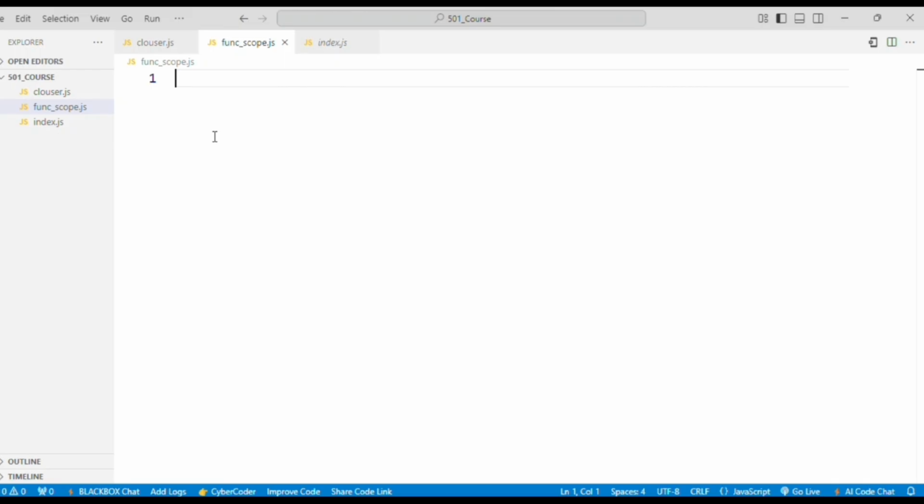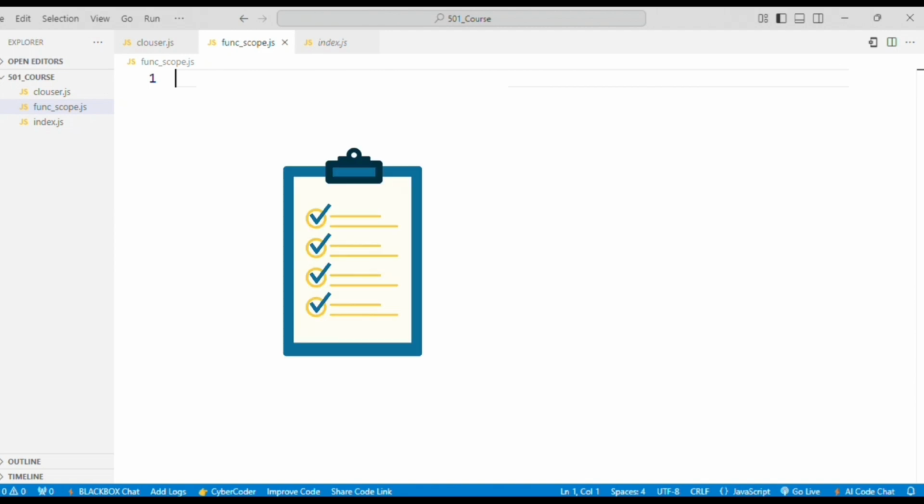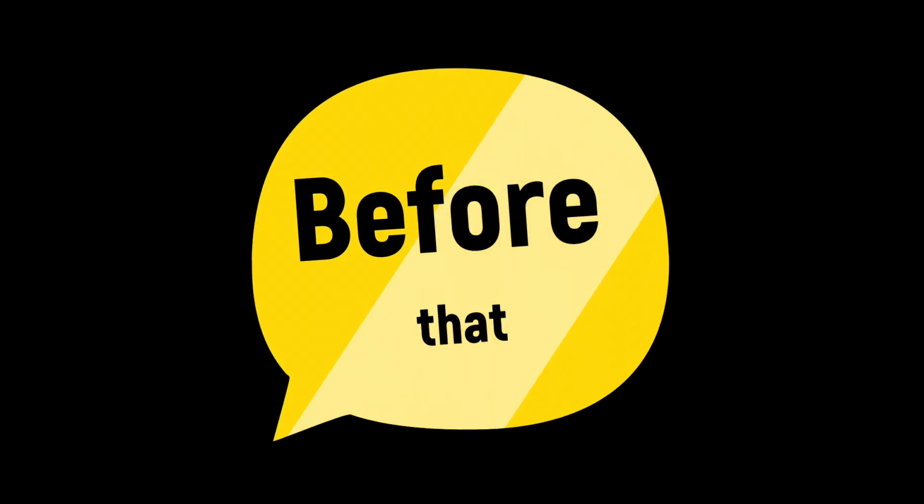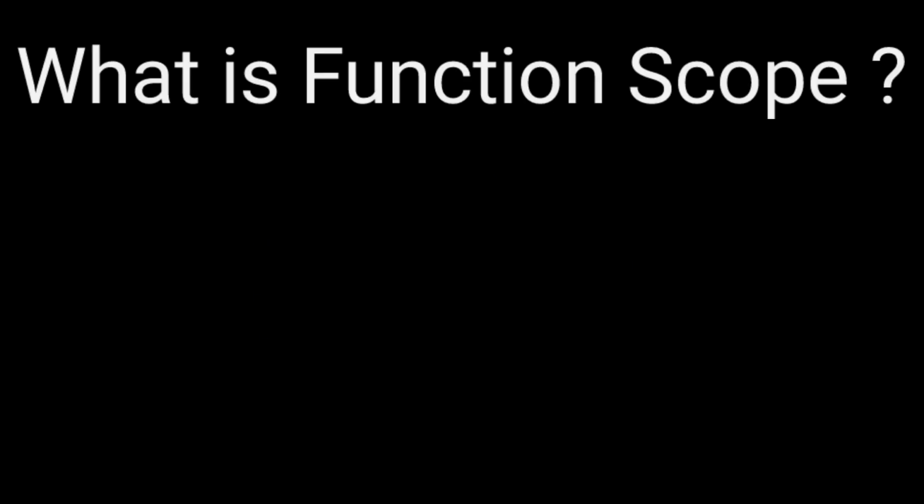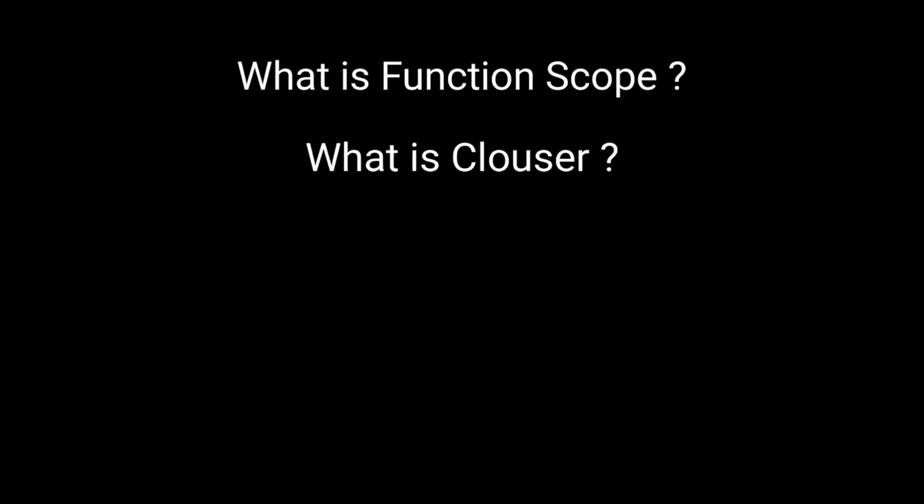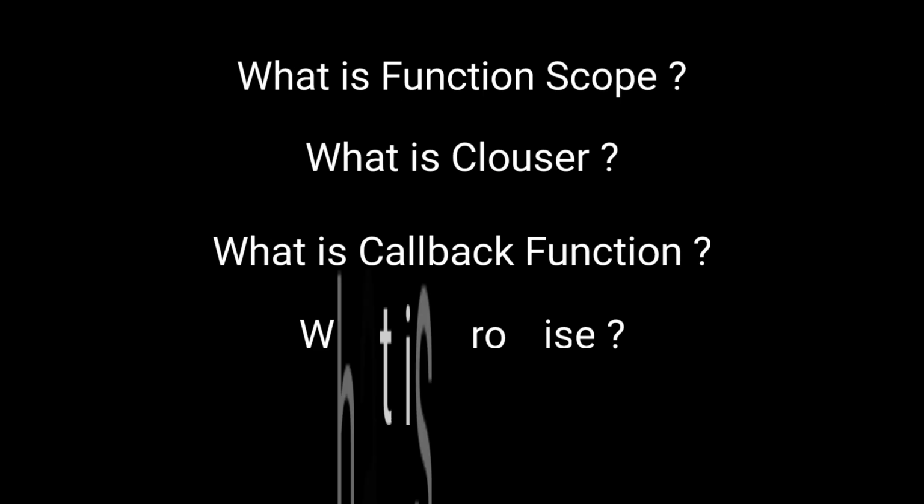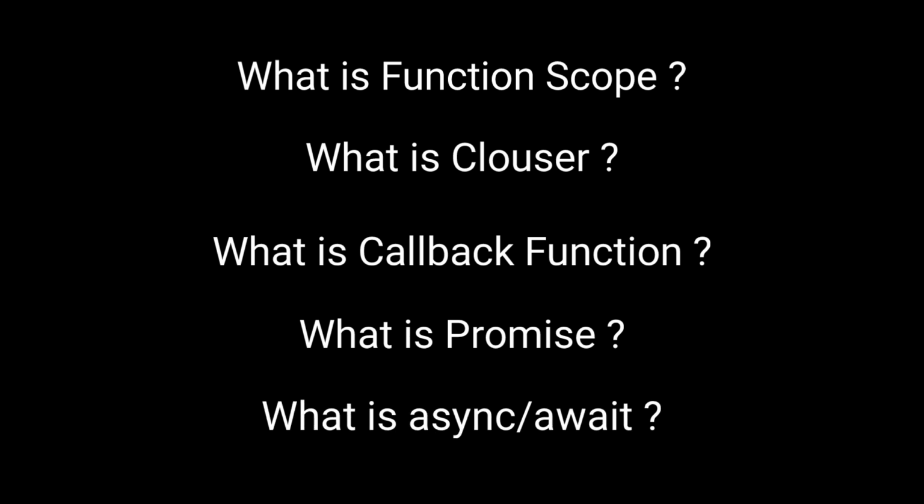Today I would like to explain about the Todo application using JavaScript closure. Before that, I would like to explain what is a function scope, what is closure, what is a callback function, what are promises, and what is async and await. Let's see first what is function scope.